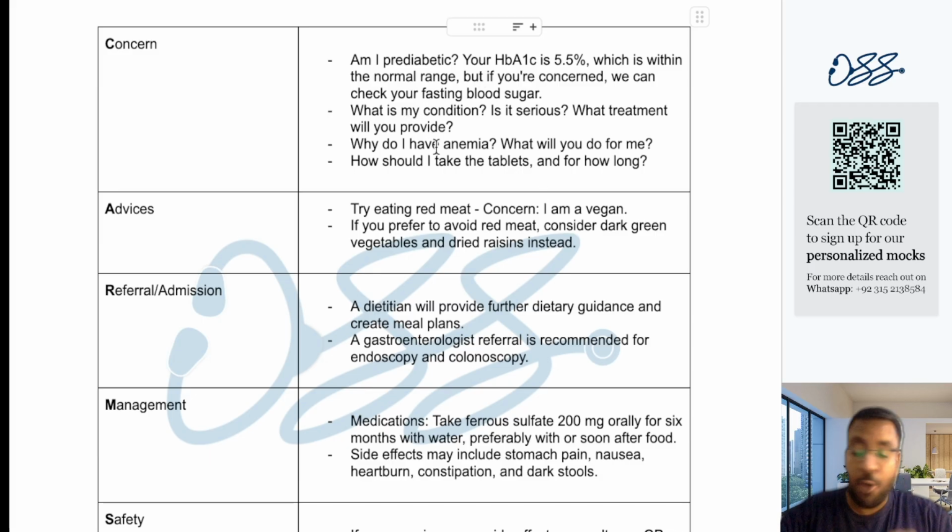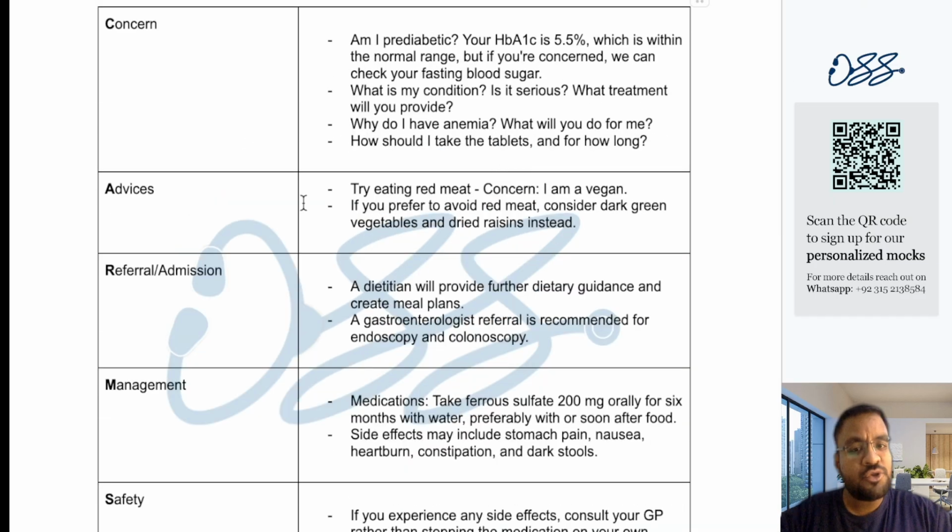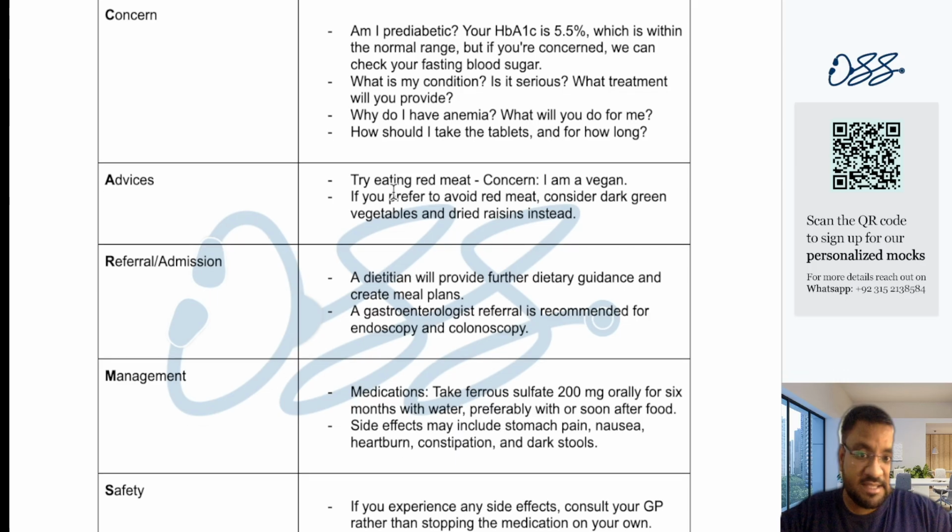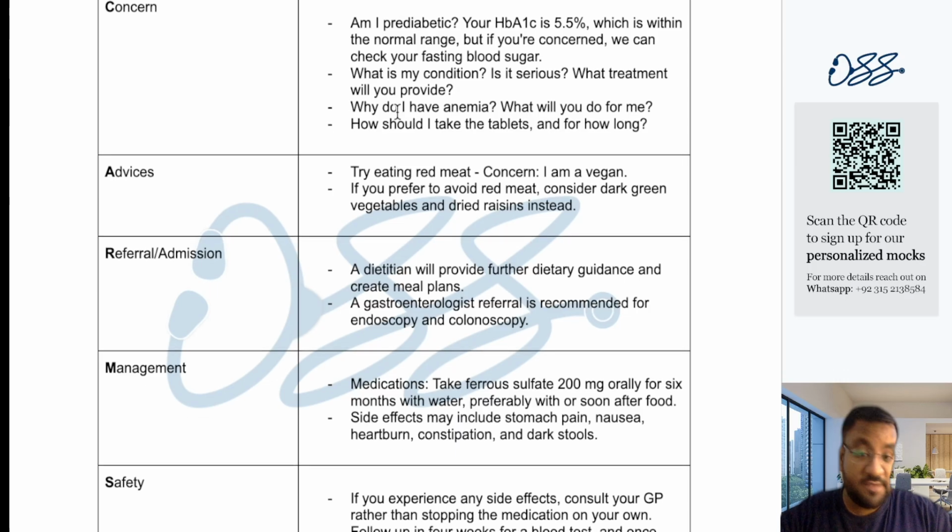They may pop up and come to you anywhere in box number 4. So let's discuss how you're going to address them. Always first address the concern and then move on to the advices, referral, and management. Why? Because a lot of the aspects of A, R, M, and S, the advices, referral, management, and safety, you would be covering in the concern part.